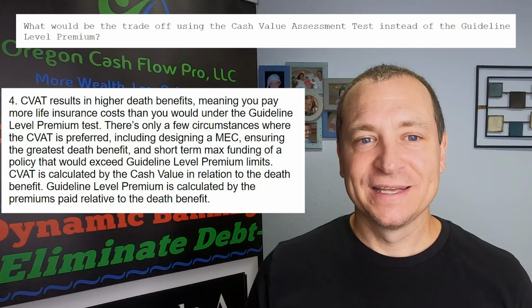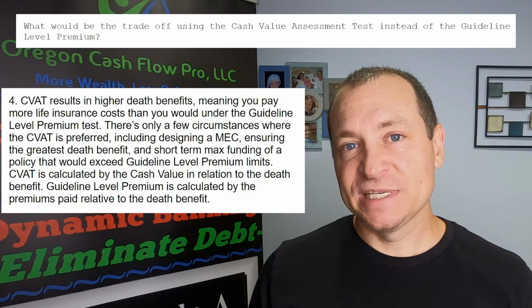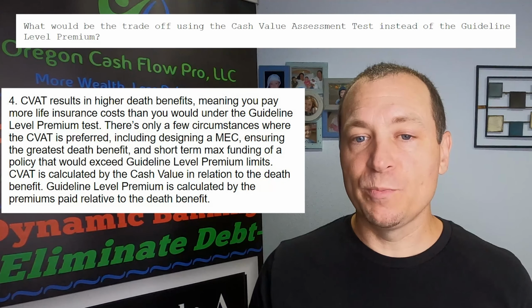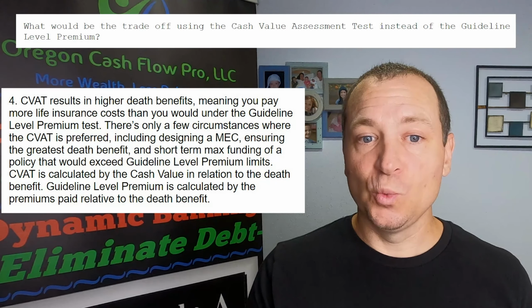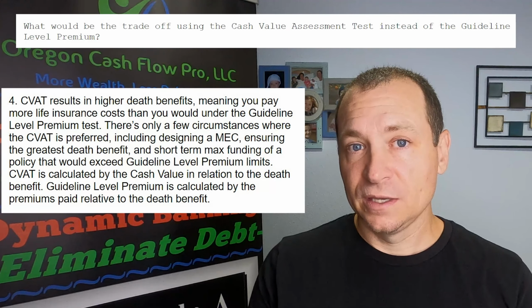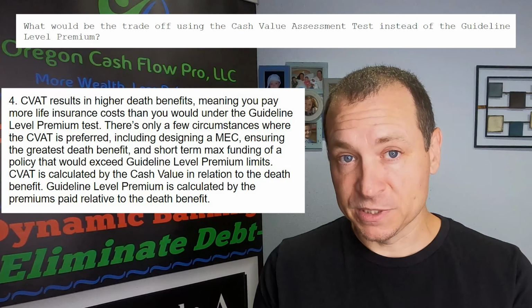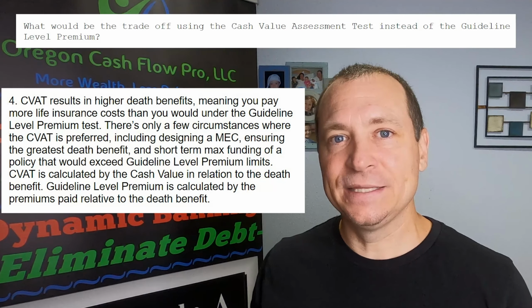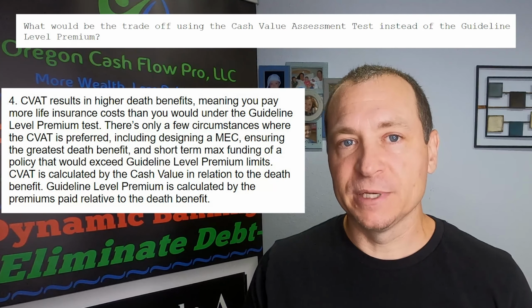Question number 4. Cash value assessment test, or CVAT, results in higher death benefits, meaning you pay more life insurance costs than you would under the guideline level premium test. There's only a few circumstances where the CVAT is preferred, including when we're designing a MEC purposefully, ensuring the greatest death benefit, and short-term max funding of a policy that would otherwise exceed the guideline level premium limits.